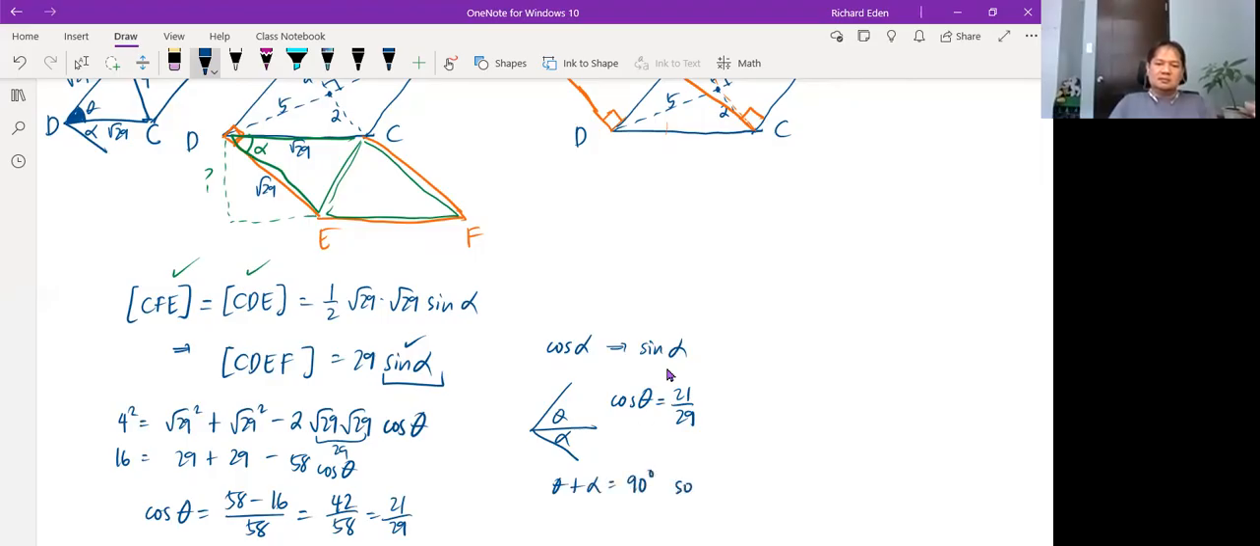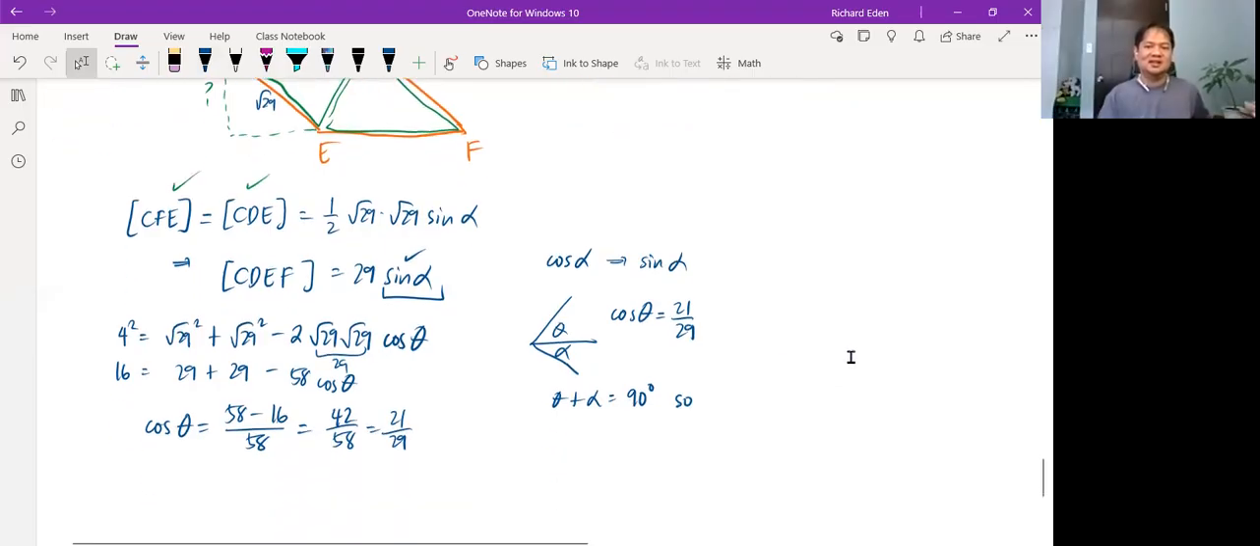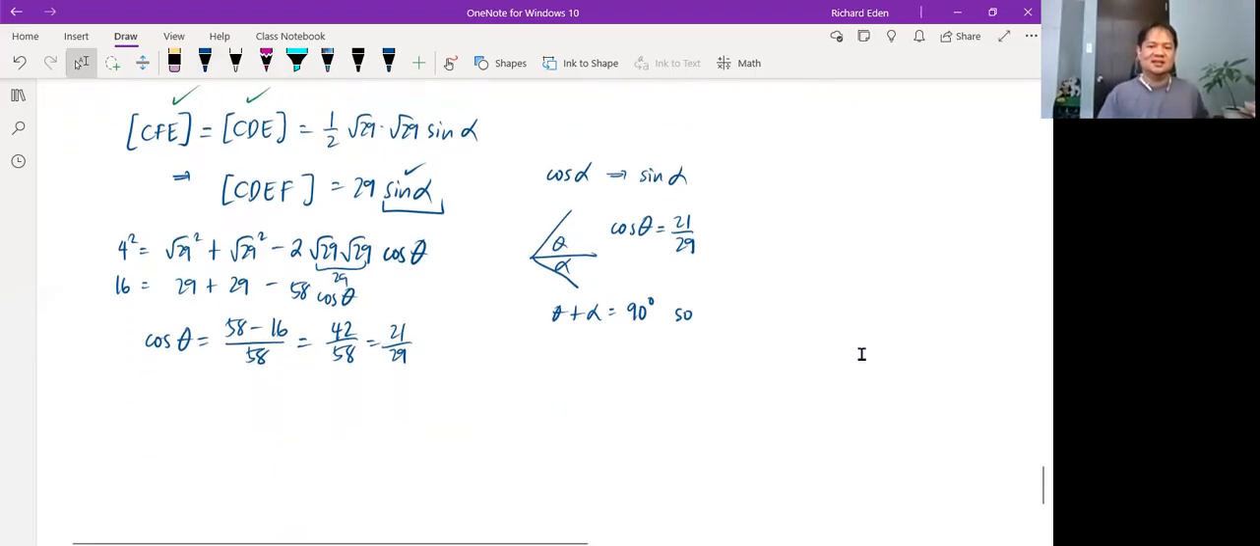Let's say you have two complementary angles. Which of their trigonometric functions are equal? I could use co-functions. Literally co-functions. So if cosine theta is 21 over 29, what can we conclude about alpha?